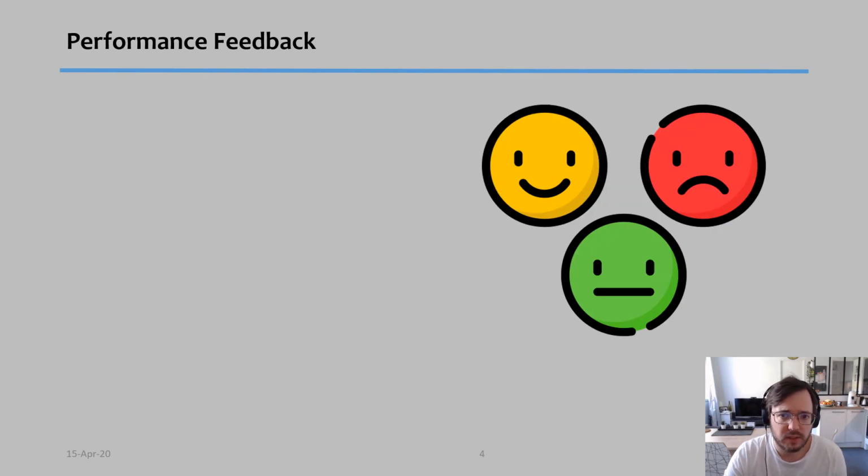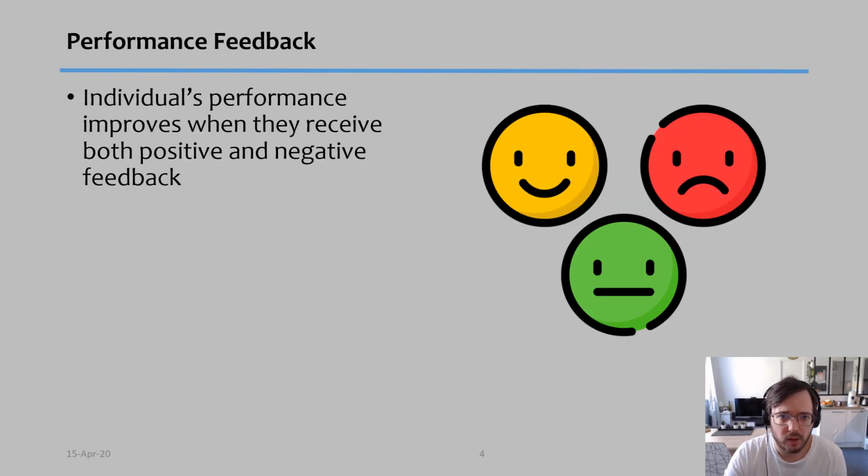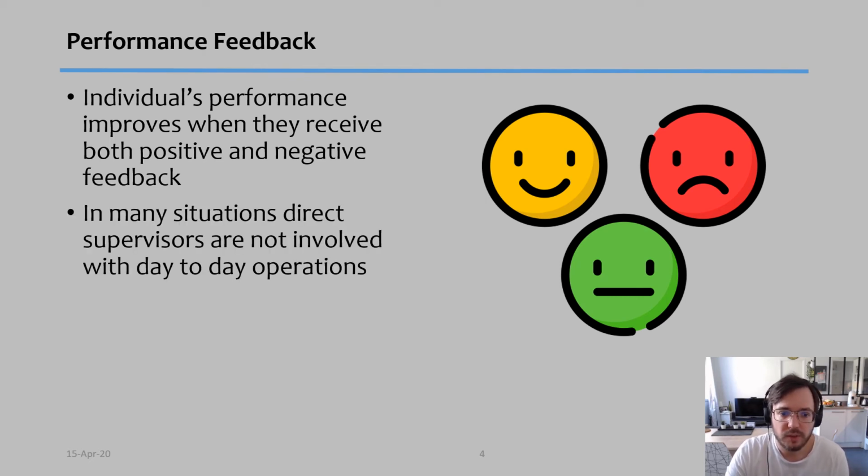Another thing we do in this phase is performance feedback, and here we assess the individual's performance during this component. And individual performance is normally best done when you provide positive and negative feedback. Positive feedback is things that you believe the individual did correctly and should maintain, while negative feedback is things that definitely need to be improved. So in many situations, your direct supervisor is not actually involved in the day-to-day operations, and therefore it's not like he can see you every day executing the work.